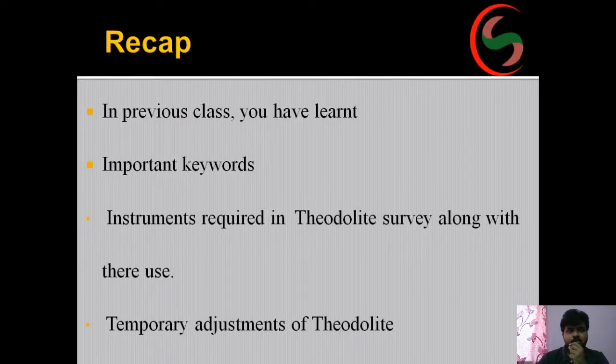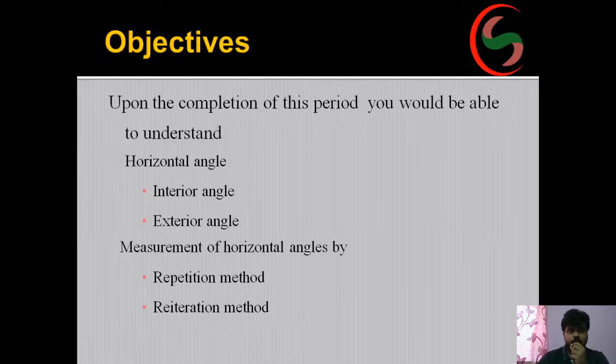In the previous class, what we have learned is about the important keywords, instruments used in theodolite survey along with their uses, and the stages involved in temporary adjustments of a theodolite instrument. Now, the main objective of today's class is that we should know what we mean by a horizontal angle.